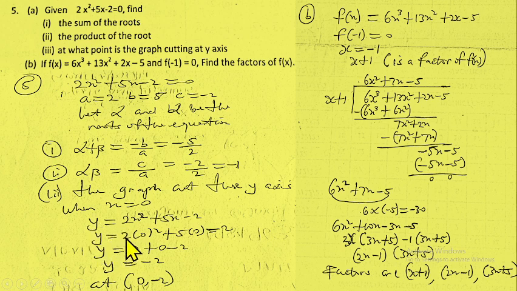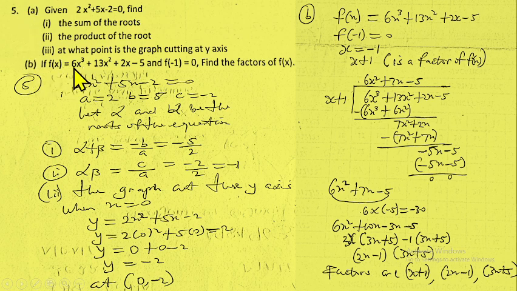So that means you have y is equal to 2 into 0 squared plus 5 times 0 minus 2. This becomes 0, 0, minus 2. So y is minus 2. So that means at this point, 0 comma minus 2, is where the curve cuts the y-axis. At 0 comma minus 2, because our x is 0, our y is minus 2. Do we understand that?